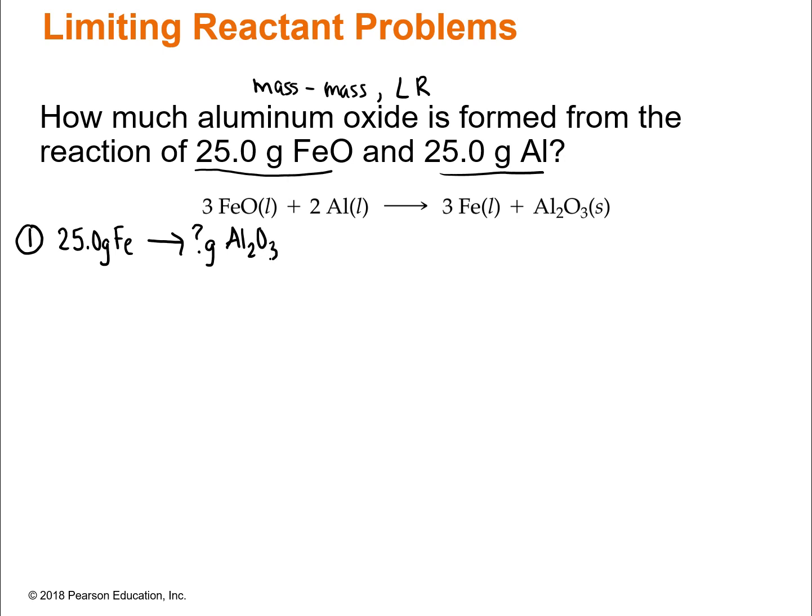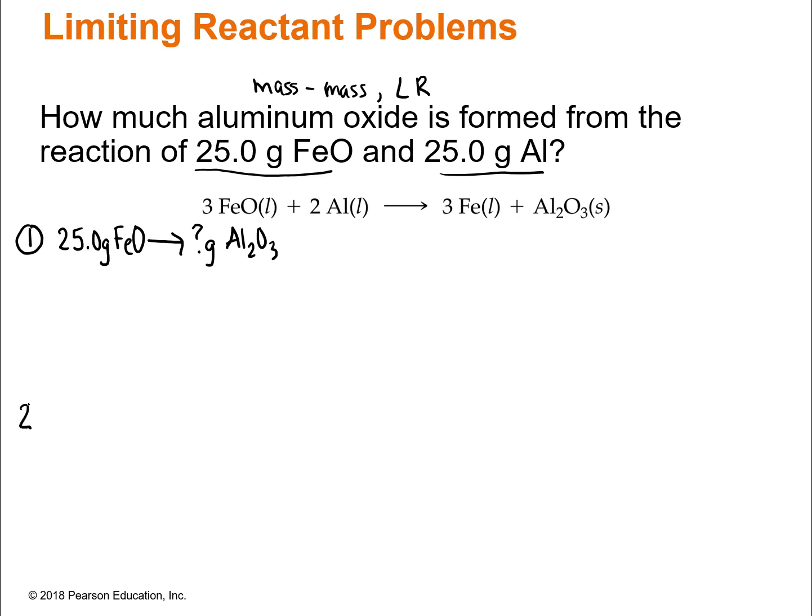The first thing you have to do is figure out how much aluminum oxide you would make if you had 25 grams of iron. So I'll give you a couple of minutes to just solve that problem. Oh, and that should be iron oxide. Iron 2 oxide, not just iron. So figure out that mass to mass problem first, and you can put your answer in the chat.